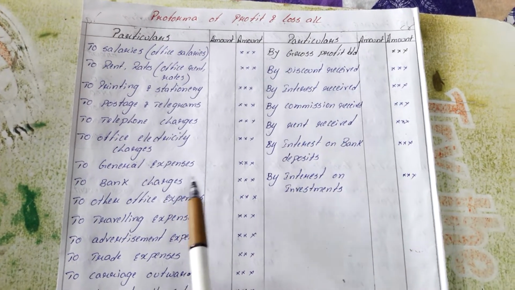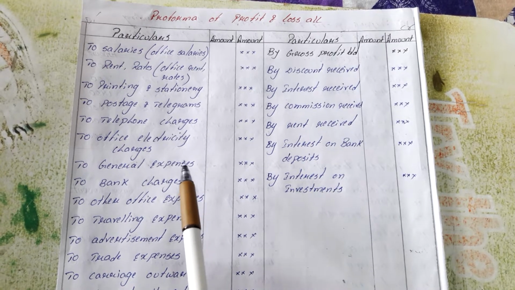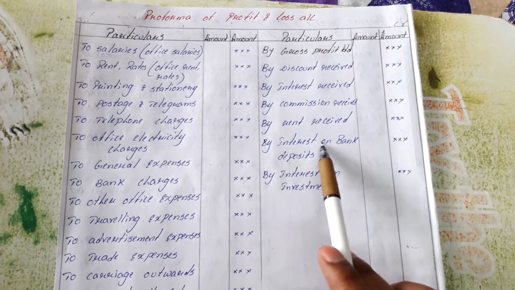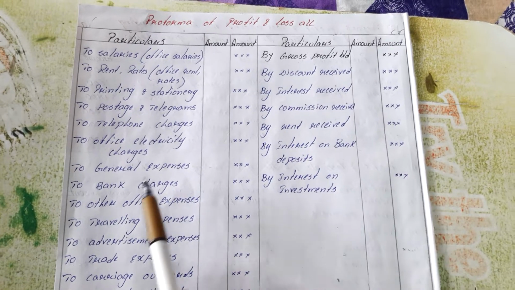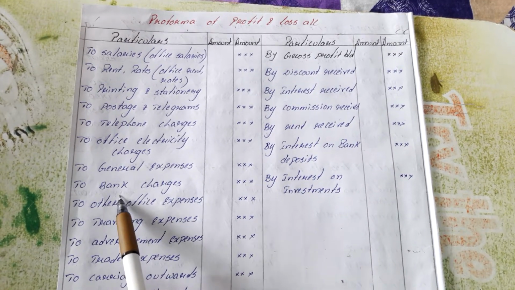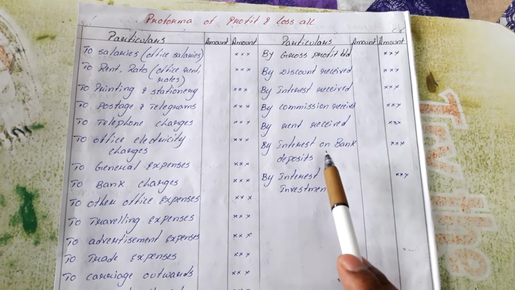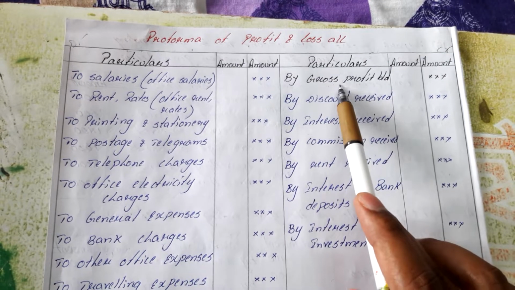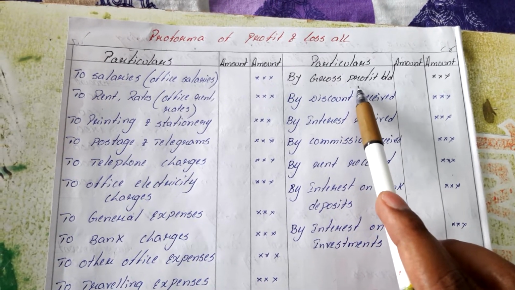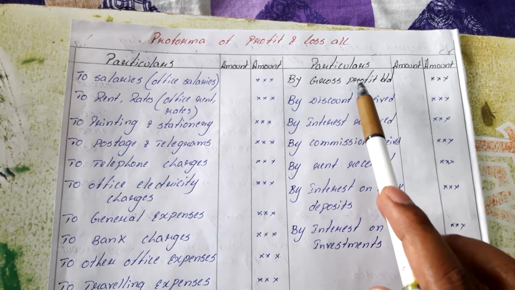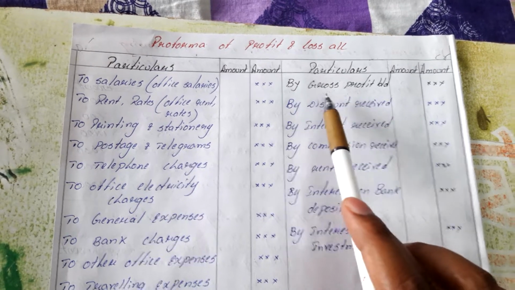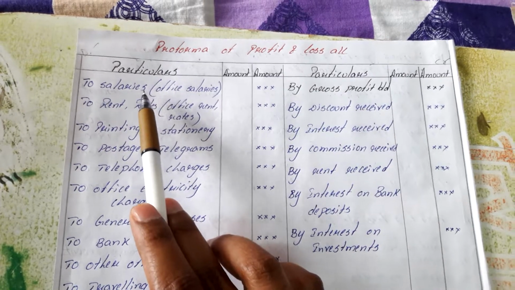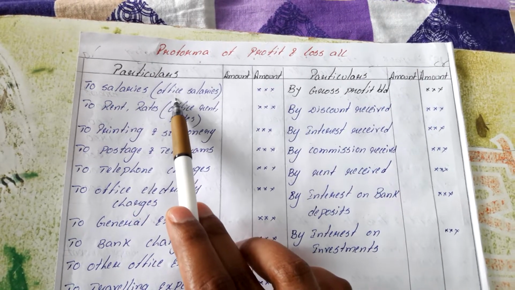You can see that it looks similar to the trading account. It consists of particulars and amount columns. All the debit side relates to expenditures and all the credit side relates to income. We have discussed that the result of the trading account has to be posted in the profit and loss account at the beginning. So we post gross profit here by gross profit. If losses come, we will post to gross loss on this side.